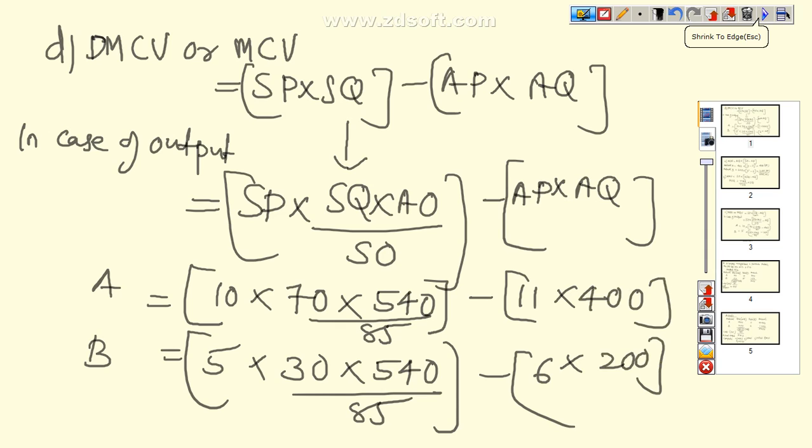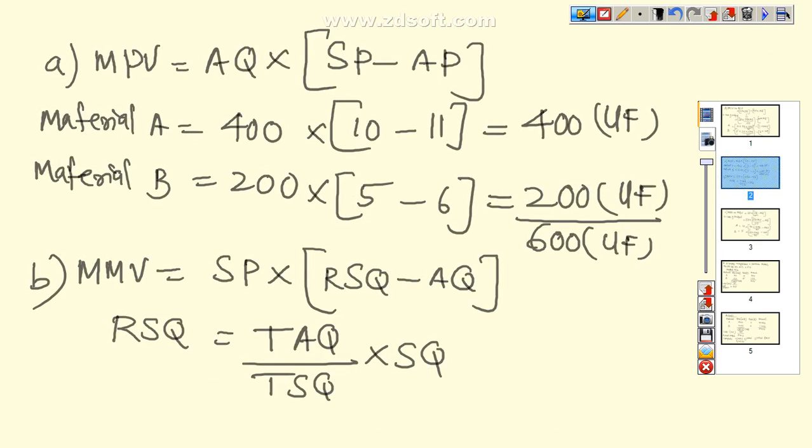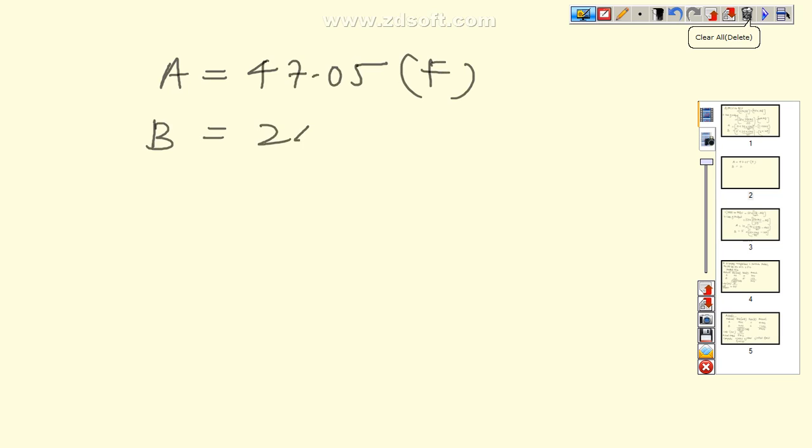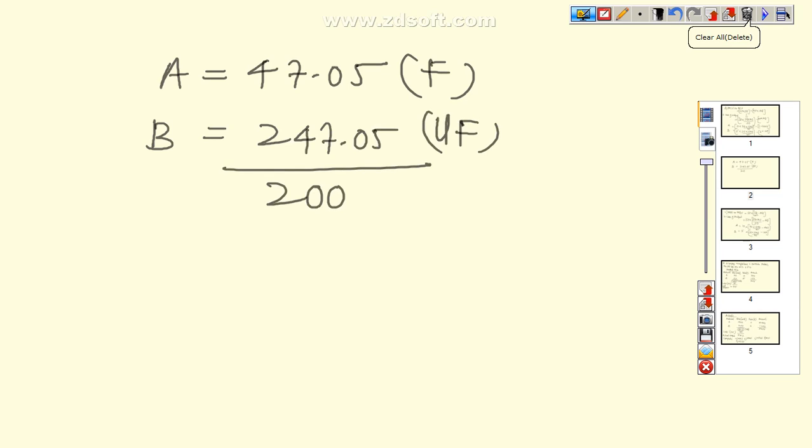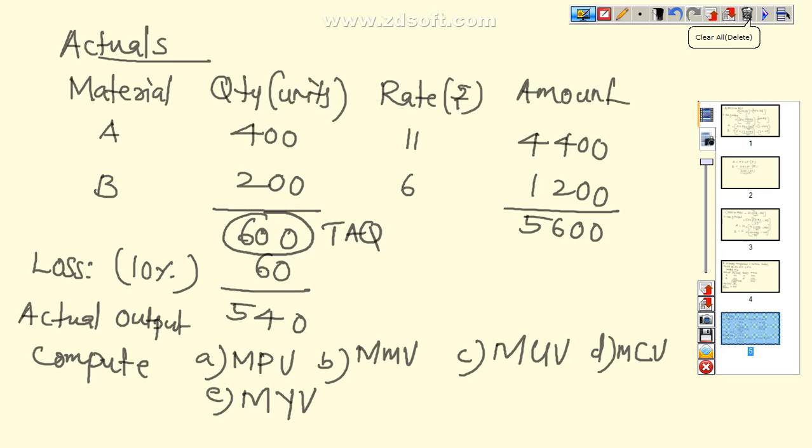So the answer is equal to, for A material, 47.05 favorable, and for B material, 247.05, that is unfavorable. So the final answer is equal to 200 unfavorable. And after that we have to calculate material yield variance.